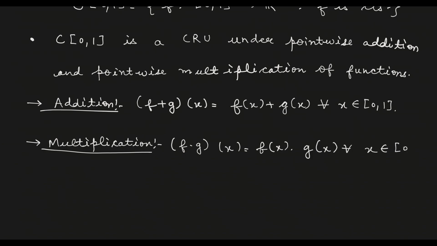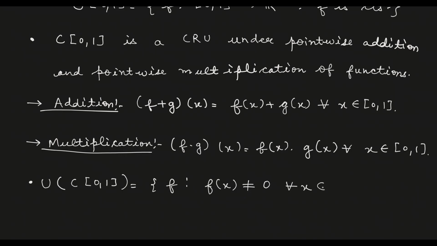x belongs to closed interval [0, 1]. And here the group of units, set of units will be all the functions which are non-zero, set of all non-zero continuous functions for all x belongs to closed interval [0, 1]. Next, what will be a zero ring? Simply R equal to singleton {0}.